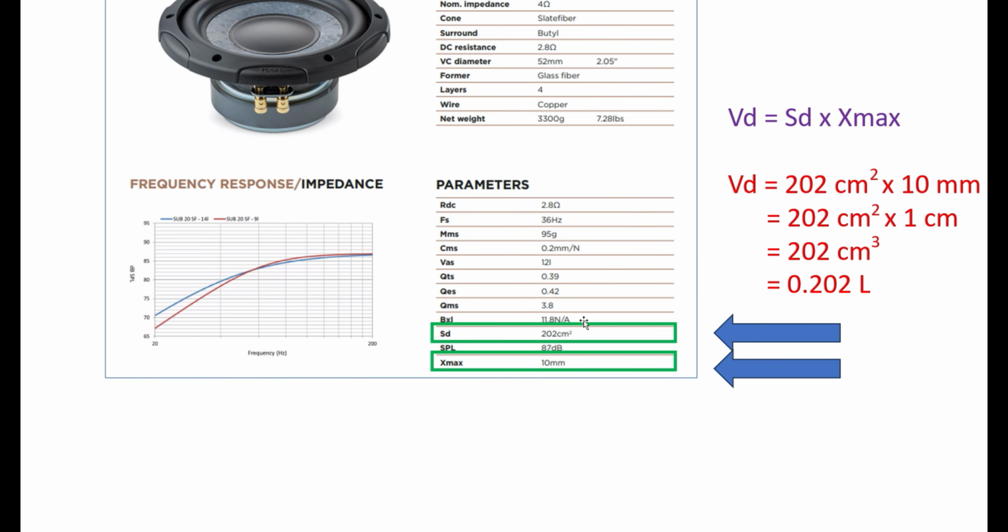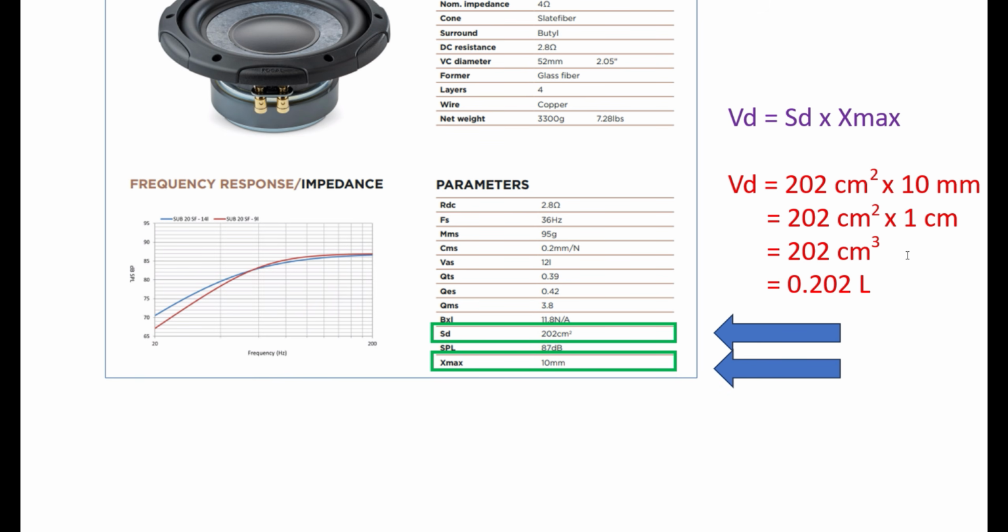And so here's an example. Here's the cone area. Here is the Xmax of the speaker, how far it can move in one direction. And we just simply multiply the two together. So in this case, 202 centimeters by 10 millimeters. Now, before you multiply, you have to put everything into the same units. So 10 millimeters is 1 centimeter. So now we have everything in centimeters. I can now multiply them together. So 202 by 1 is 202 cubic centimeters, which is 200 milliliters, or 0.2 of a liter.